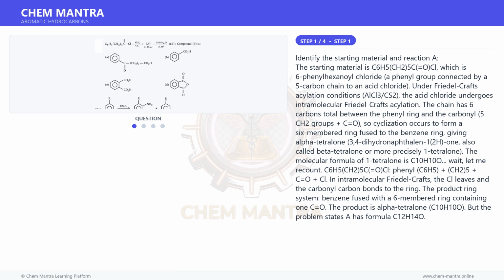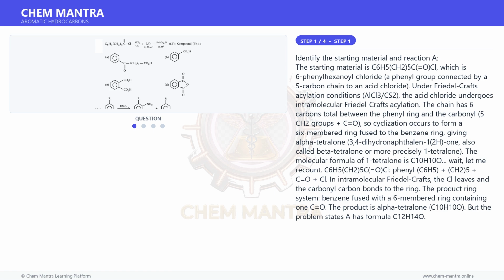The chain has 6 carbons total between the phenyl ring and the carbonyl, 5 CH2 groups plus C=O, so cyclization occurs to form a 6-membered ring fused to the benzene ring, giving alpha-tetralone, 3,4-dihydronaphthalen-1(2H)-one, also called 1-tetralone. The molecular formula of 1-tetralone is C10H10O. Wait, let me recount.